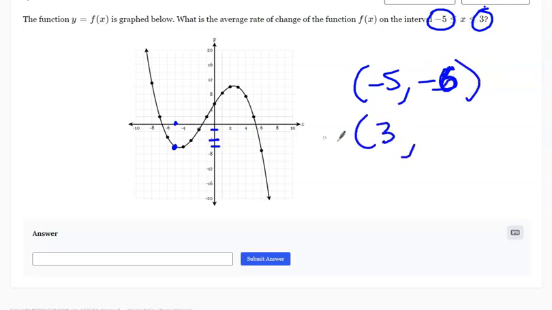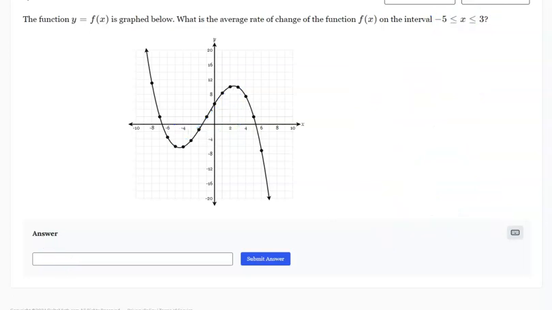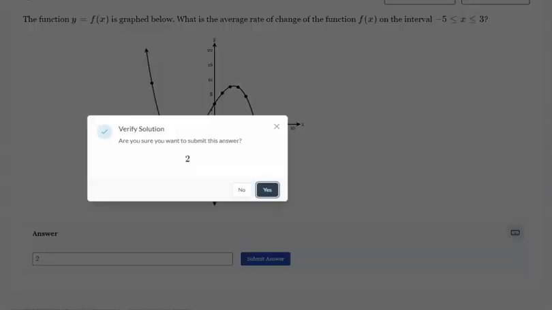And then for +3 on the x-axis, I'm going to go up 5 times, but each one is 2, so that's 10 units. So what they're really looking for us to find is the average rate of change from this value to that value along this straight line. So we're going to compute 10 minus -6 over 3 minus -5, and we're going to get 16 over 8, which is a slope, or rate of change, of 2. So we're going to type that in here, and we'll be all set.